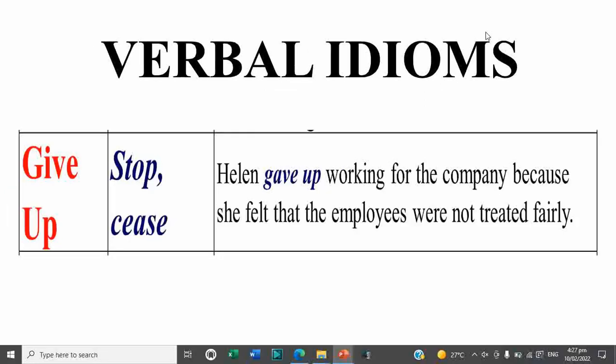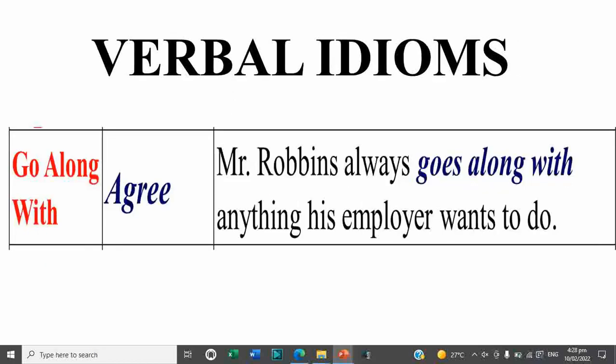Next, give up means stop or cease. For example, Helen gave up working for the company because she felt that the employees were not treated fairly. Next, go along with. It means agree. For example, Mr. Robbins always goes along with anything his employers want to do.